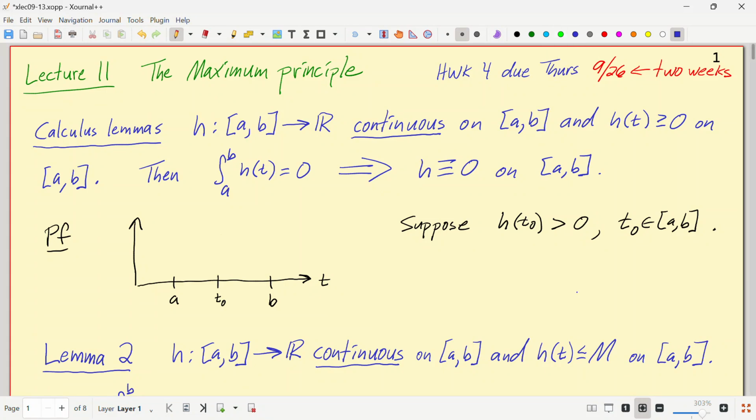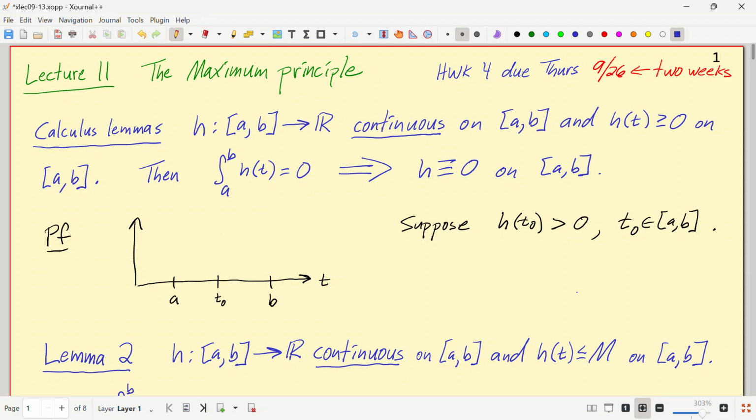I told you we'll need a couple calculus lemmas from freshman calculus, and one is a very elementary fact. If you have h on an interval a, b, a real valued function that's continuous on the closed interval, and it's greater than or equal to 0 at all points, then the integral being 0 implies the function is 0 on [a, b]. You can think of things that wiggle, like sine and cosine, where the integral is 0 and obviously the function's not 0. But in the case of a continuous function that's greater than or equal to 0, that's what you get. And the proof is very elementary.